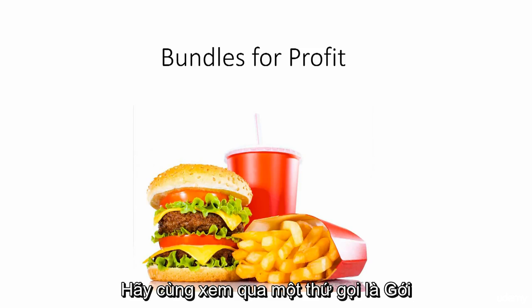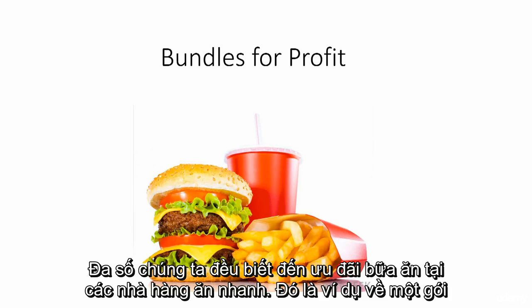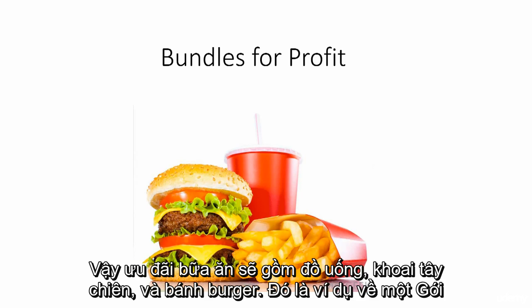Let's take a look at something called bundles. Now, bundles can work really well on Amazon. What exactly is a bundle? Well, most of us are familiar with meal deals at fast food restaurants. That's an example of a bundle. So it's two or more complementary products in one package. The meal deal would be the drink and the fries and the burger. That is an example of a bundle.